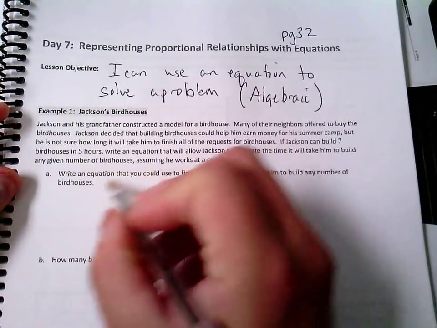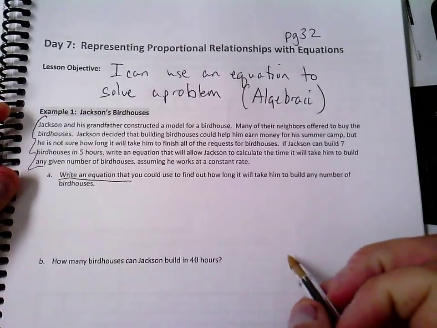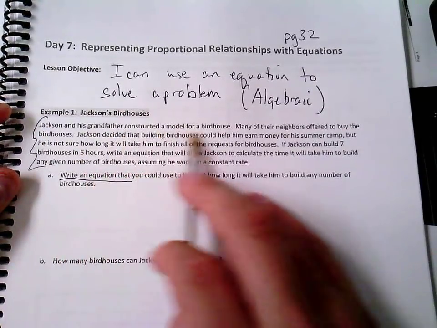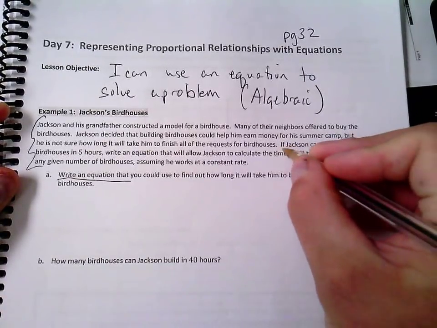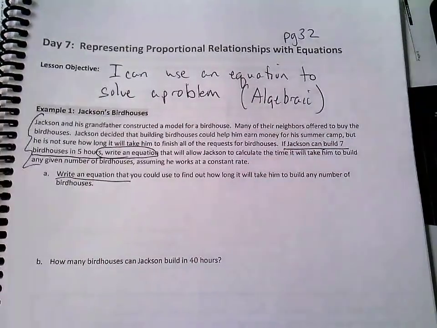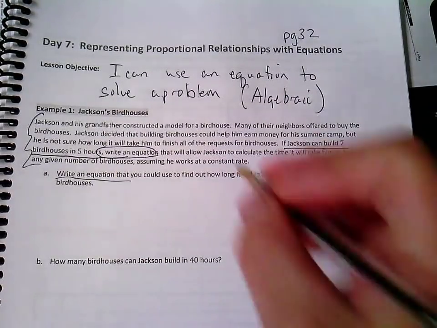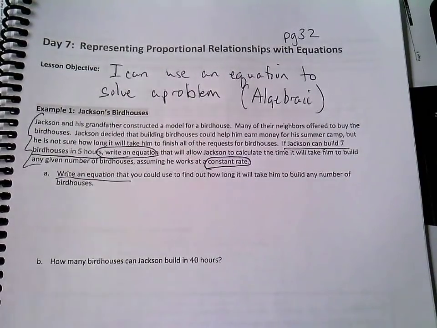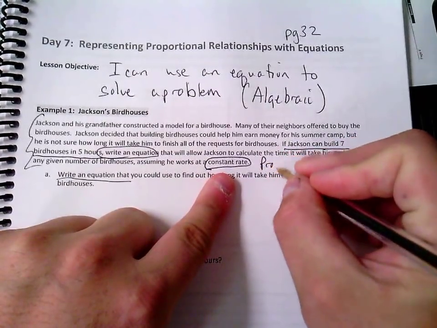So going to the gist, we're going to write an equation. There's a lot of information in here, so we've got to really pay attention to what's important. This is just fluff, just telling the story. Jackson and his grandfather constructed a model for his birdhouse. Basically, the key is Jackson can build 7 birdhouses in 5 hours. We're going to write an equation that will allow him to calculate the time it'll take to build birdhouses, assuming he works at a constant rate. Nowhere in here does it say it is proportional, but if he works at a constant rate, it would then be proportional.